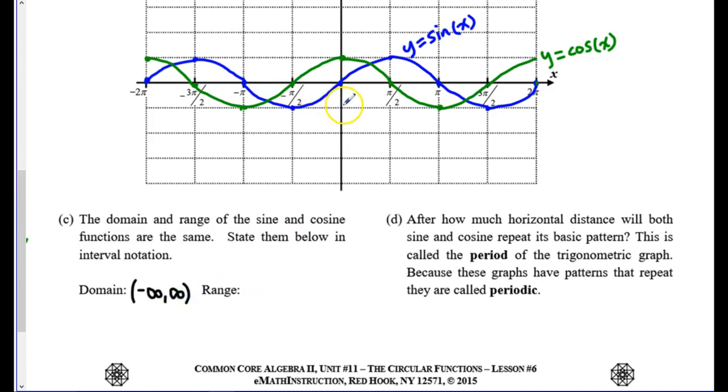But our range is bound. It never goes above 1 or below negative 1, just like on the circle, right? The y or the x values, and so that's going to be with brackets. This is interval notation. I'd like you also to write it in set builder notation, x such that we are between negative infinity and positive infinity.